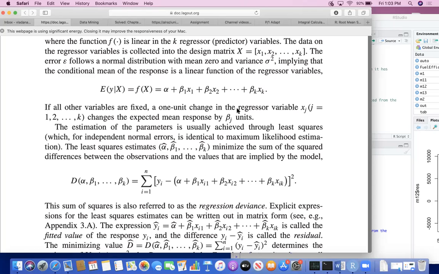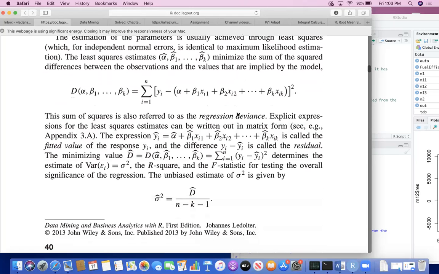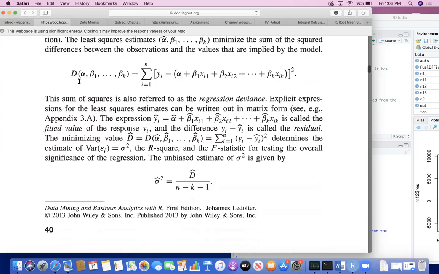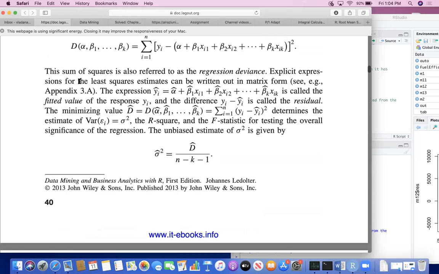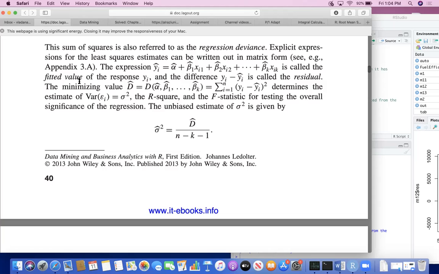The least squares estimates minimize the sum of the squared differences between the observations and the values that are implied by the model. The model is D of alpha, beta 1 through beta k, which is the summation from i equals 1 through n of yi minus alpha plus beta 1 xi1 plus beta 2 xi2 all through beta k xik, with that entire term squared. This is also known as the regression deviance.